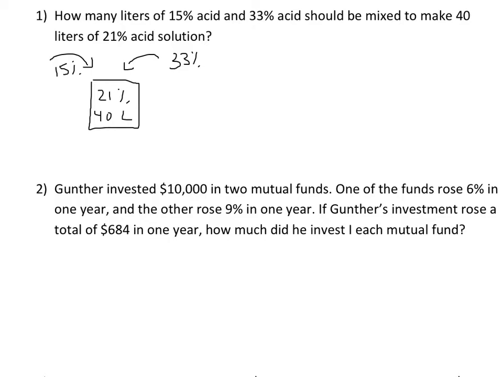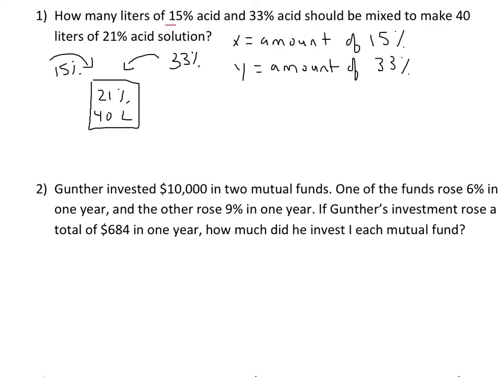So now I'm going to go ahead and define my variable. And the question is, how many liters of 15? So look right here, how many liters of 15 and 33? So I'm going to put X equals amount of 15%, and I guess you could have put liters if you wanted to, and Y is amount of the 33%.